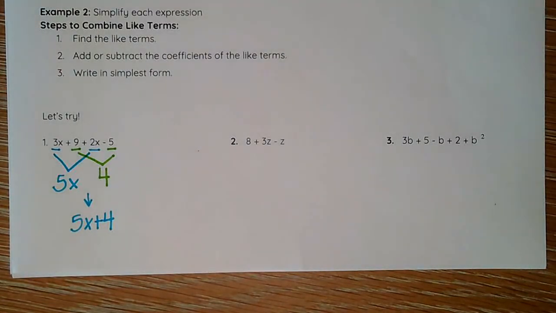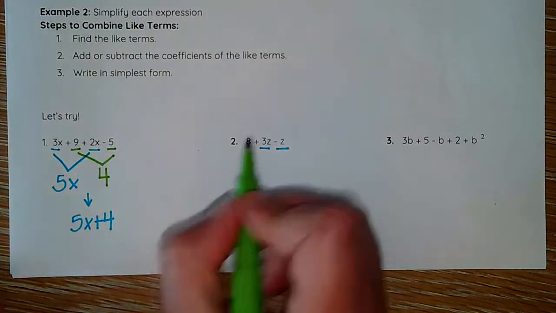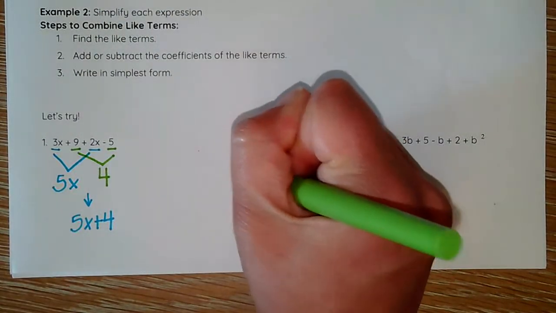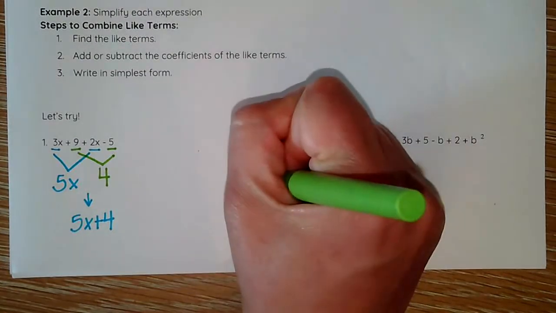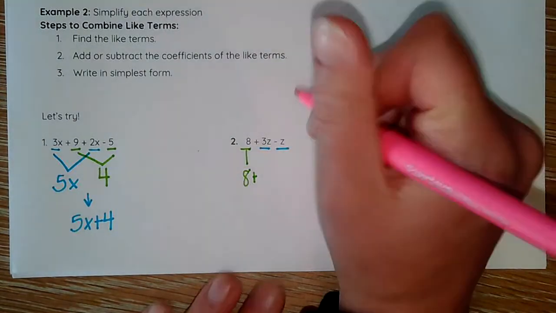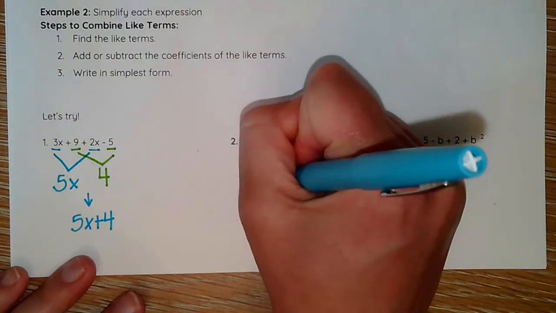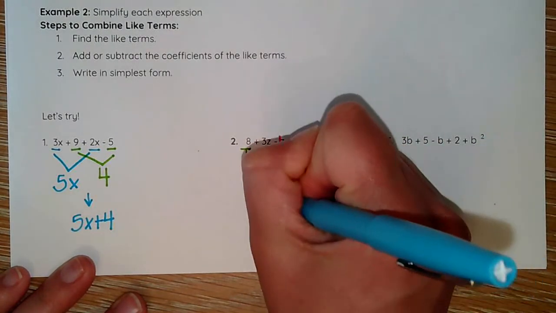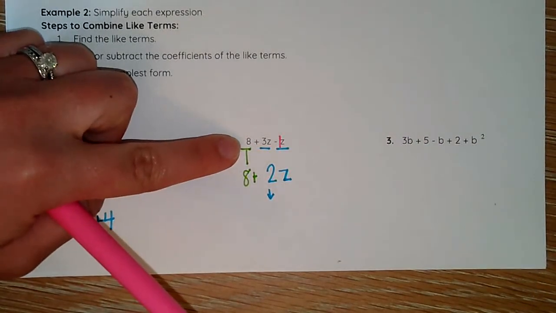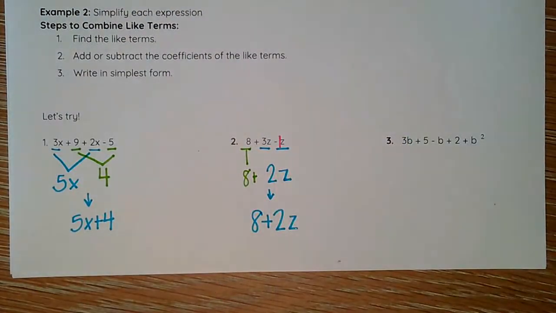We've got 8 plus 3z minus z. So again, I determine which terms are alike. 3z and z are alike, and then 8 is a constant all on its own. So that 8 doesn't change. But we do have that 3z minus z. So remember that the second z has a coefficient of 1. 3z minus 1z is going to get me 2z. So this expression written in simplest form would be 8 plus 2z.